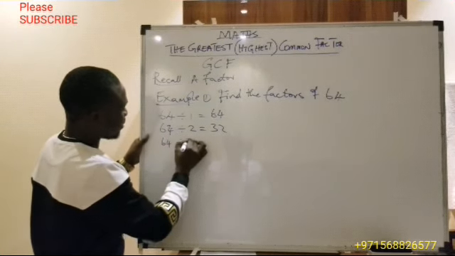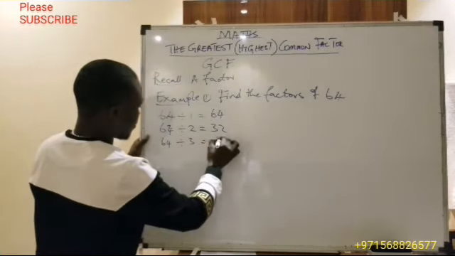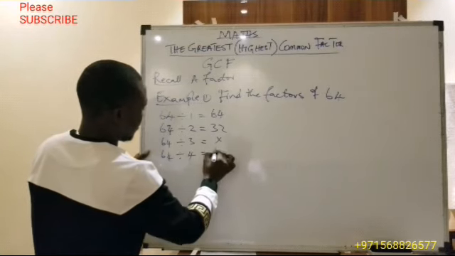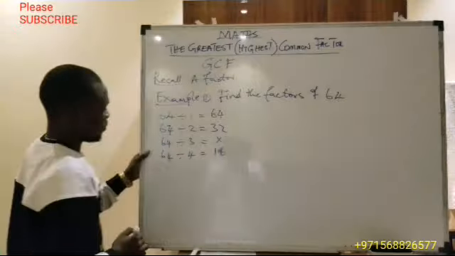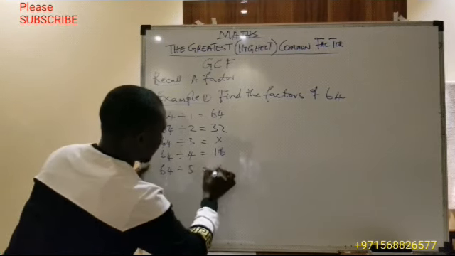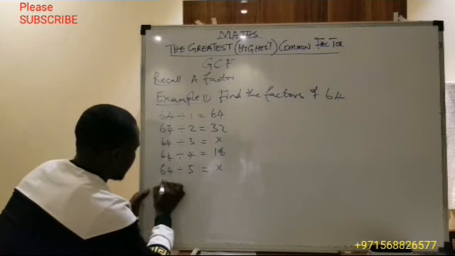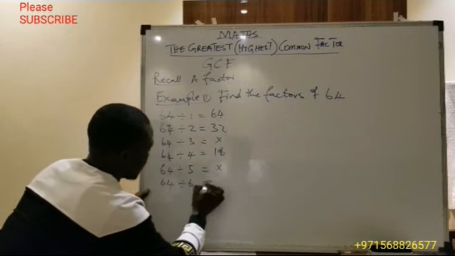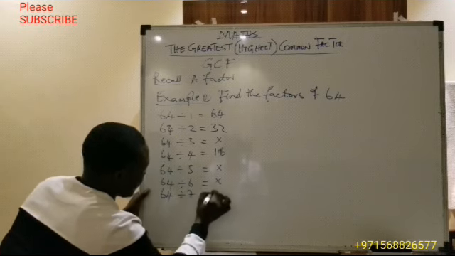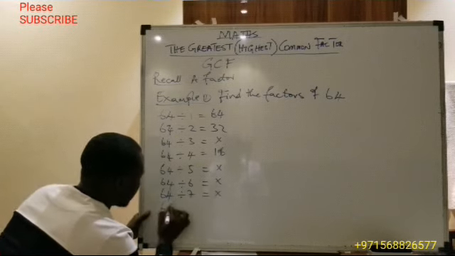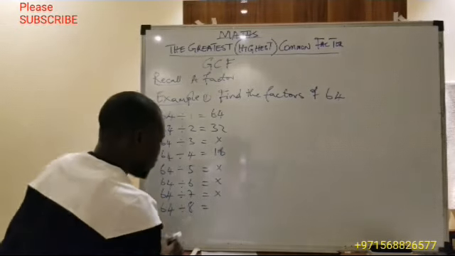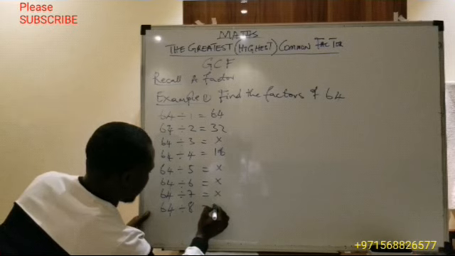64 divided by 3 cannot go. 64 divided by 4 will give us 16, sorry. 64 divided by 5 cannot go. 64 divided by 6 cannot go. 64 divided by 7 cannot go. But 64 divided by 8 will give us 8.